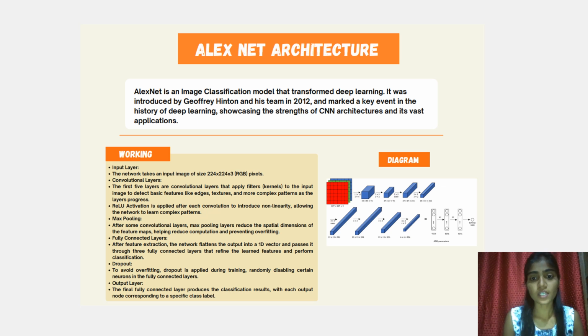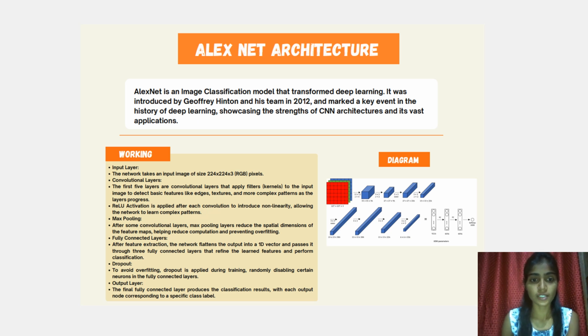So it basically takes an image as an input and performs some operations which convert the image size to the minimum. So the first layer is the input layer. The network takes an input image of 224 by 224 by 3, that is, it takes RGB images.